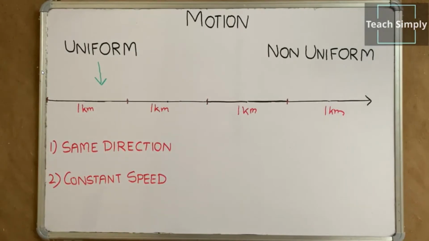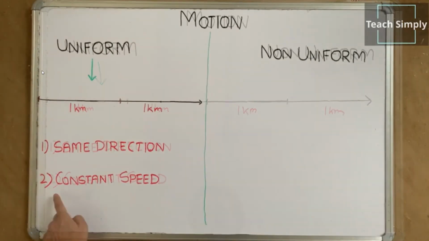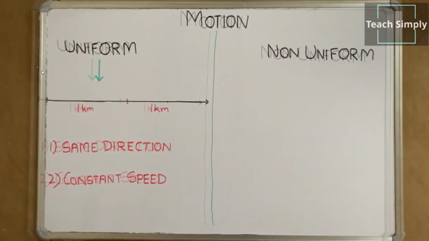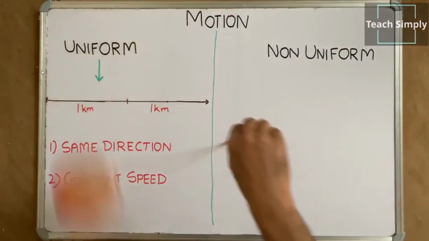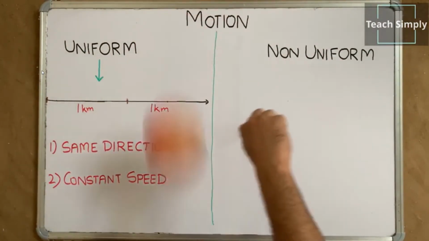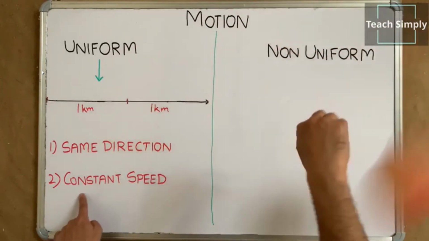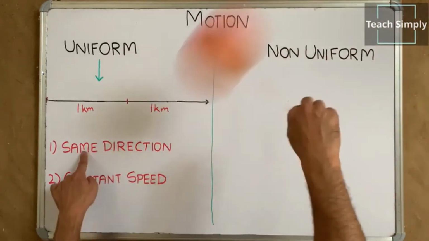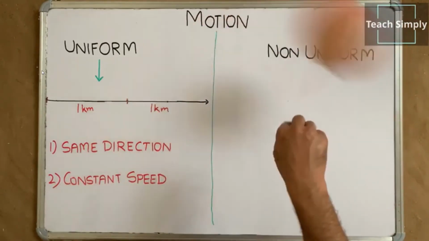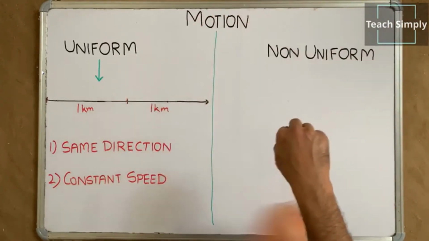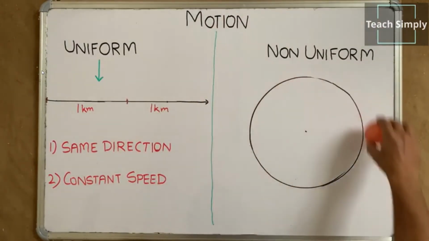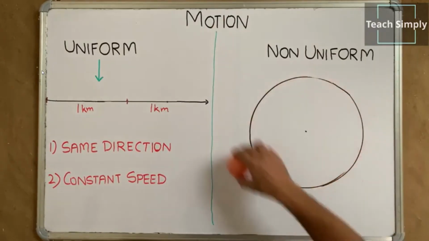Now we will try to understand what is uniform circular motion. For that we are to rotate a ball tied with a thread. So this is uniform circular motion in which the speed remains same but direction is changing continuously. So here we don't have same direction. Constant speed is there, but we don't have same direction. So this is uniform circular motion. So motion on a circular track, that is uniform circular motion.